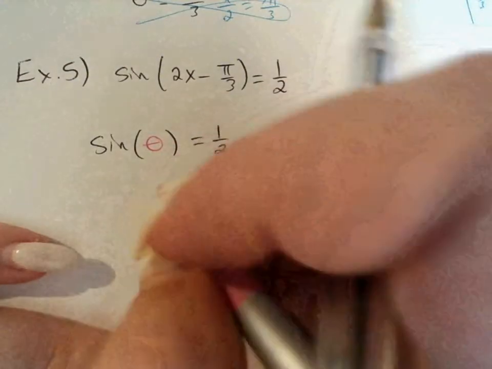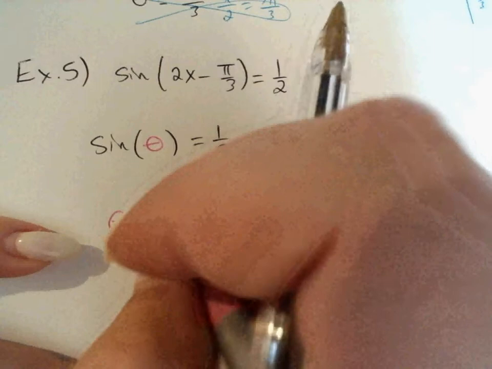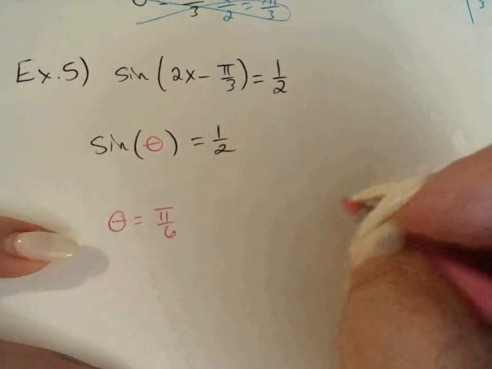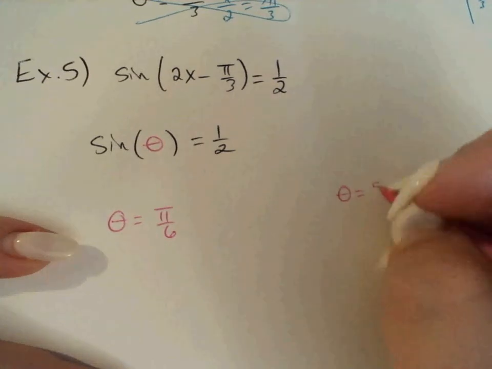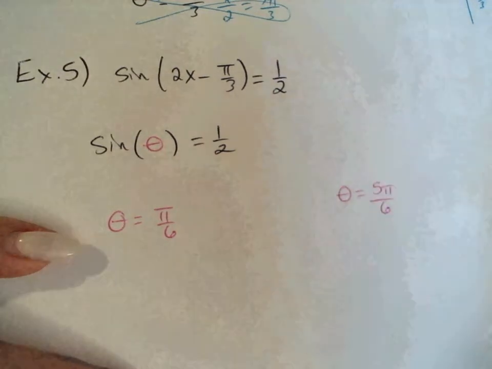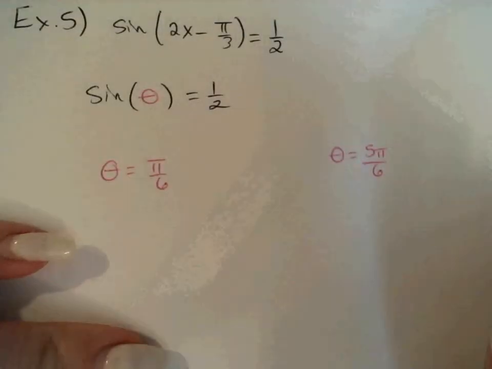So sine is the y value, and sine equals a positive 1/2 at pi over 6 and at 5 pi over 6, those are the 2 times it's positive. So on the unit circle, when theta equals pi over 6, and when theta equals 5 pi over 6.